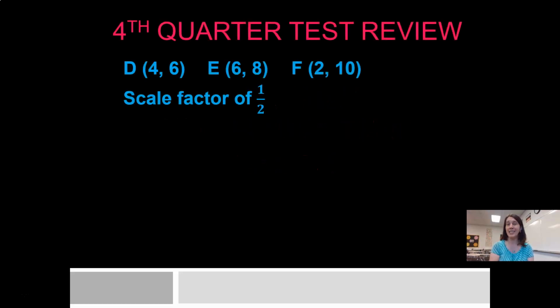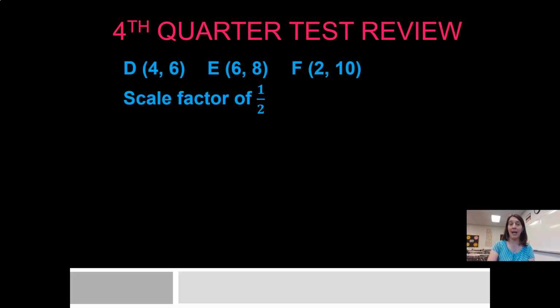On question 16, I just gave the basic information up here on the slide. You can read the entire question there. I have a triangle that has these three ordered pairs as its vertices. Point D was located at (4, 6), point E was (6, 8), and point F was located at (2, 10). Our job is to do a scale factor of 1/2. What does that mean? I'm reducing the picture. I'm reducing each of these ordered pairs by 1/2.